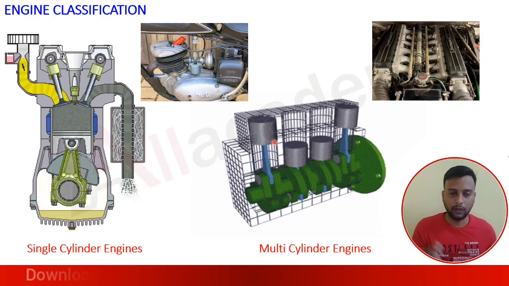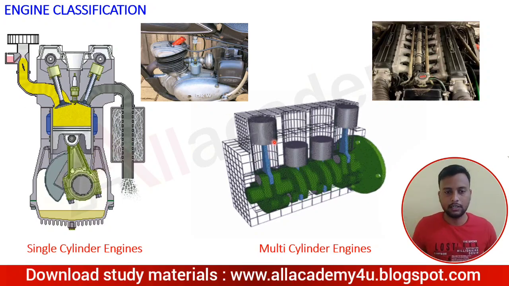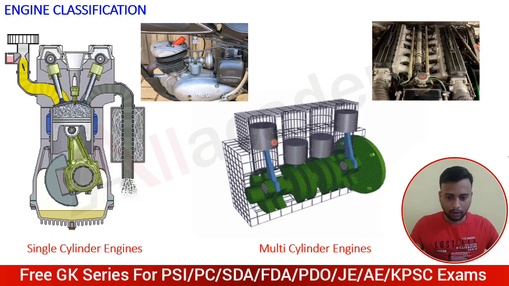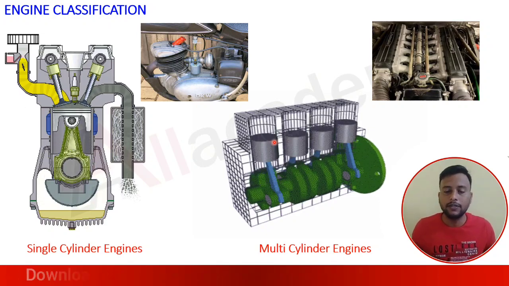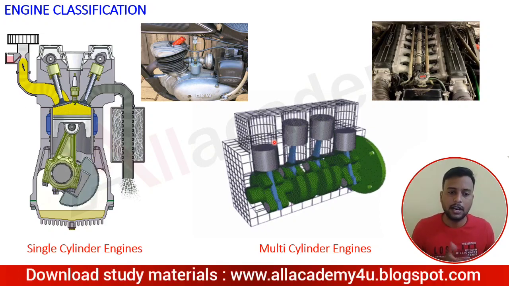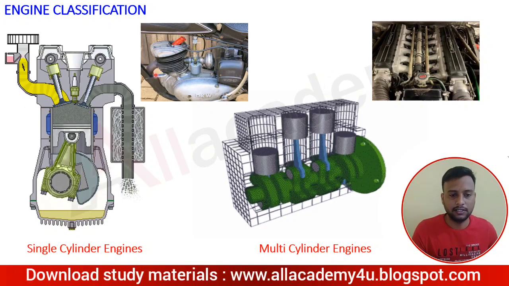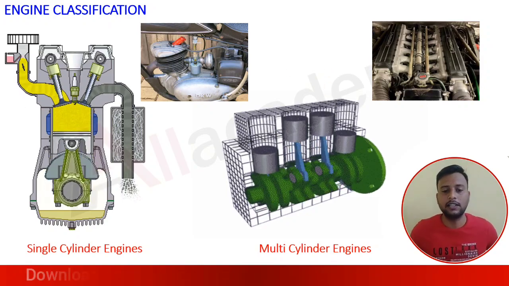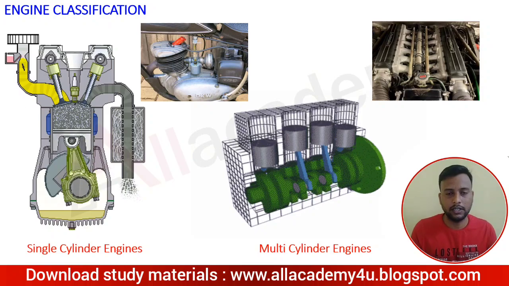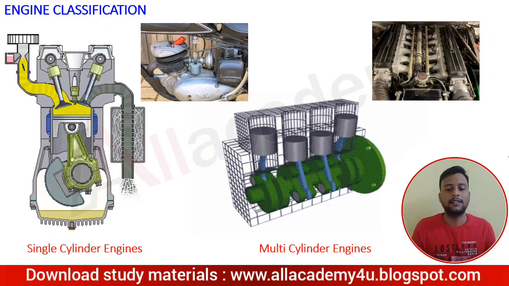If you have a car, you just open the car bonnet and you can see the number of cylinders, 3, 4, 5, 6 cylinders. In your vehicle, you can easily observe this. Here you can see this one. So this is a single cylinder engine. Hope you have got clear what single cylinder and multi-cylinder engines are.